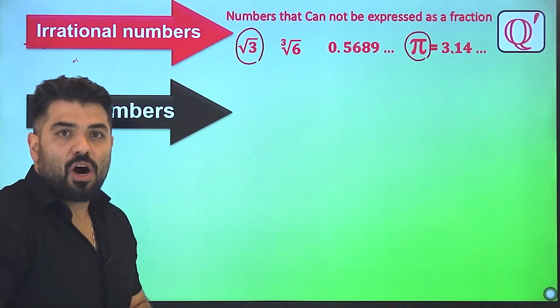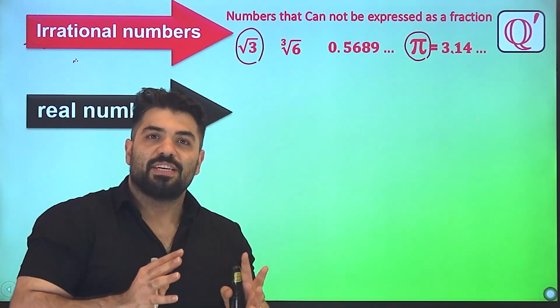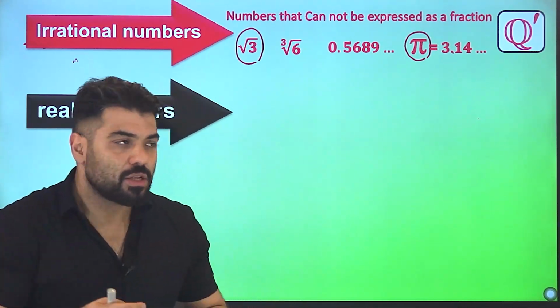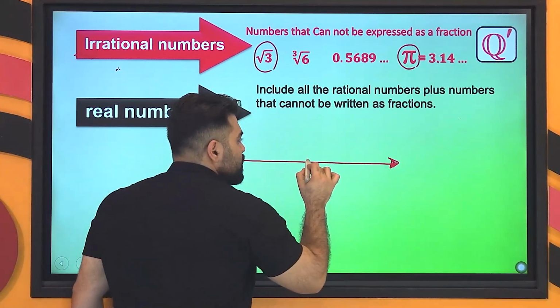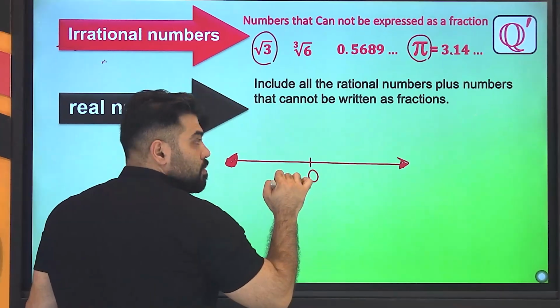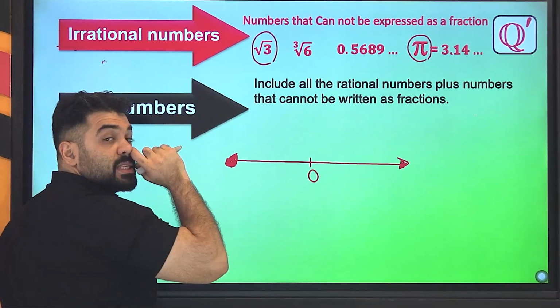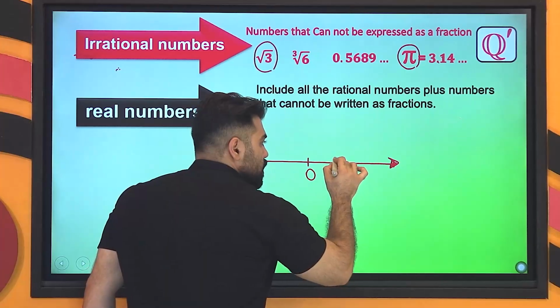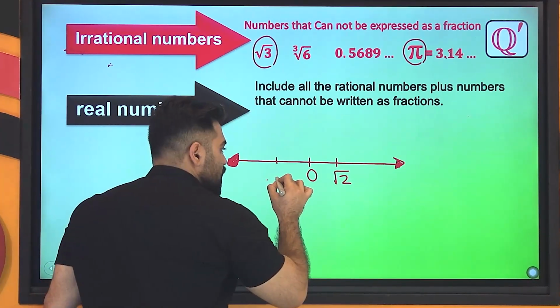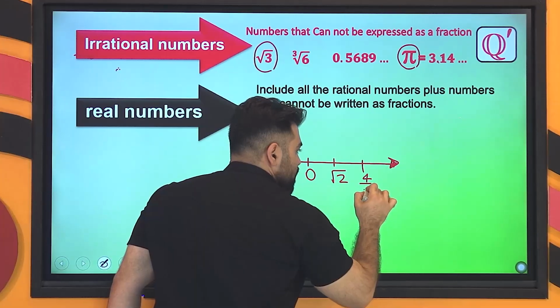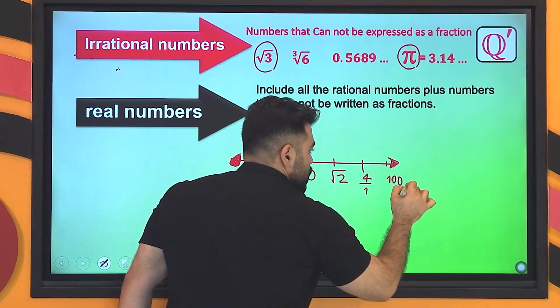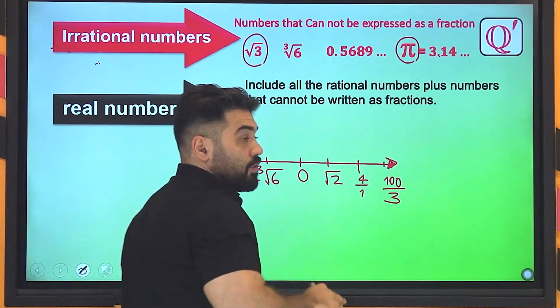And finally, their elder, real numbers. Real numbers are union of rational and irrational numbers. So in number line, every number you can imagine belongs to real numbers set, like 0, like square root of 2, like minus third root of 6, like 4 over 1, like 100 over 3. All of them are real numbers.